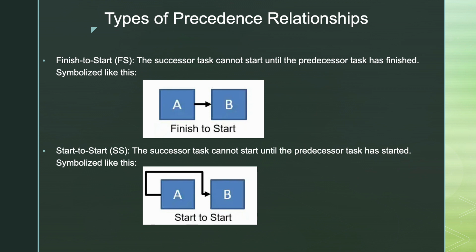Then there is start to start. This is when the successor task cannot start until the predecessor task is started. In a software development project, if Task A is coding the back end and Task B is coding the front end, Task B cannot start coding the front end until Task A has started coding the back end.